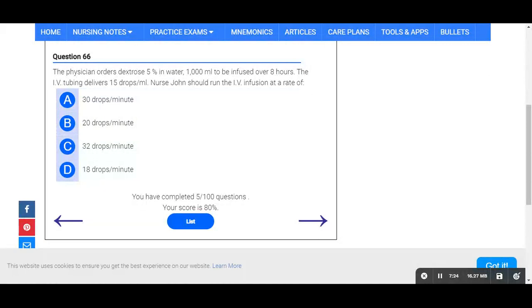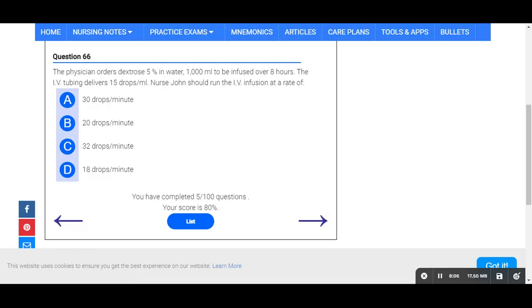Question 66. The physician orders dextrose 5% in water, 1000 ml to be infused over 8 hours. The IV tubing delivers 15 drops per ml. Nurse John should run the IV infusion at a rate of, oh my goodness, I clearly remember the formula of this one, but I forgot it. In order to identify the infusion rate, I remember that the denominator for 8 hours is 8 times 60. So that's what we are going to divide these into.